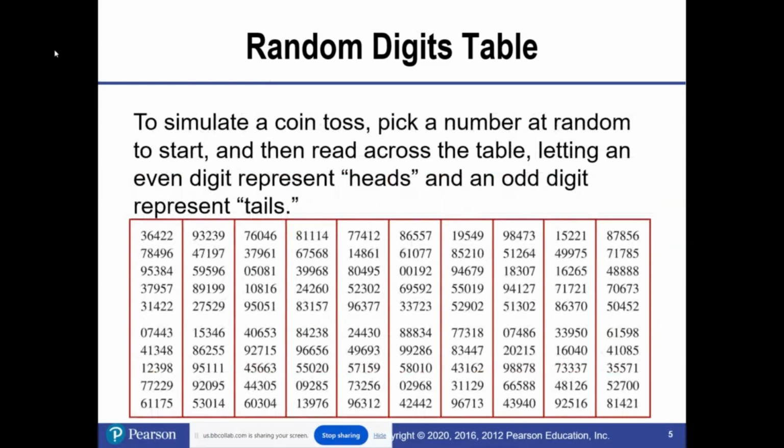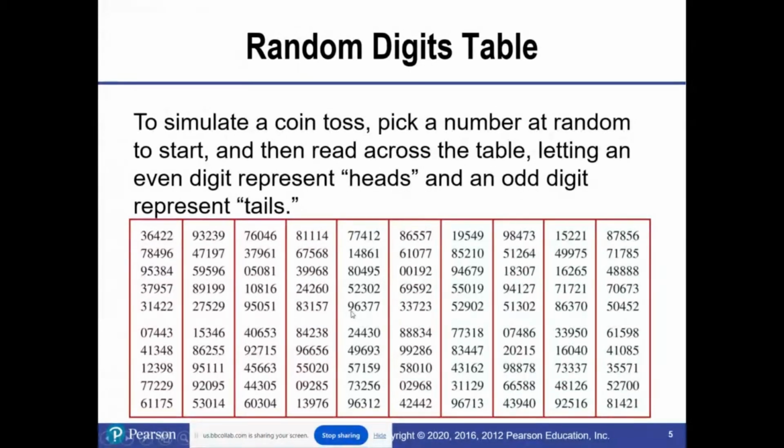Okay. So for example, let's say we needed to simulate a coin toss. Maybe you don't have a coin, or you don't want to take the time of tossing it 100 times or 50 times or whatever. What you can do is pick a number at random to start and then read across the table. You'll let an even digit represent heads and an odd digit represent tails. You don't have to start at the beginning of the table, you just pick somewhere to randomly start. So maybe I'll start here where it says 96377.